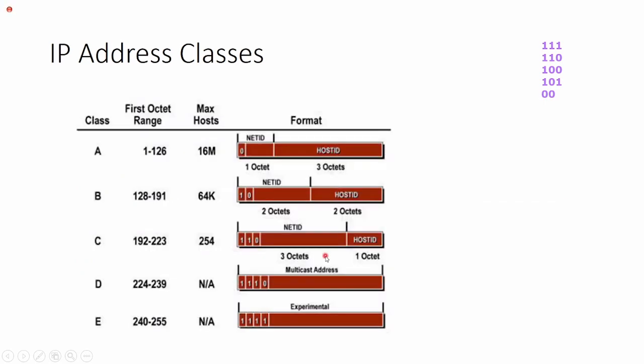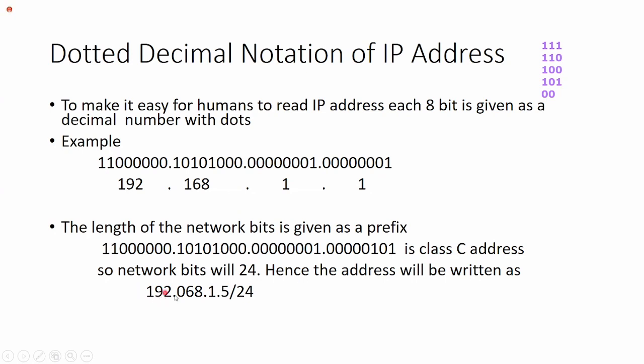So usually if you see this kind of thing, 192.168.1.5/24, this /24 means the first 24 bits are the network ID. So first 24 bits means the first 3 decimal numbers. Remember the digits we are talking about, right? So if you have this kind of one, this is giving you the length of the network ID.